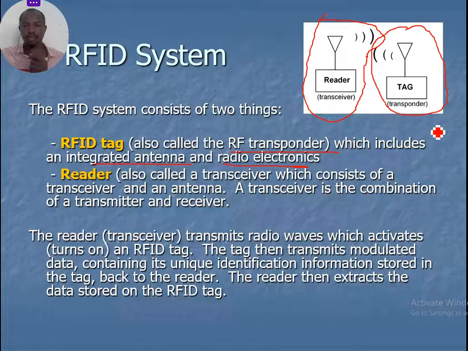And then the tag transmits modulated data. The tag itself will now transmit modulated data containing its unique identification information, in a process called backscatter. The tag will transmit the modulated data, containing the unique identification information stored in the tag, back to the reader. It will send it back to the reader using what we call the reflection mechanism. Now, the reader then extracts the data stored on the RFID tag. Okay? This is the principle of how the RFID system works.